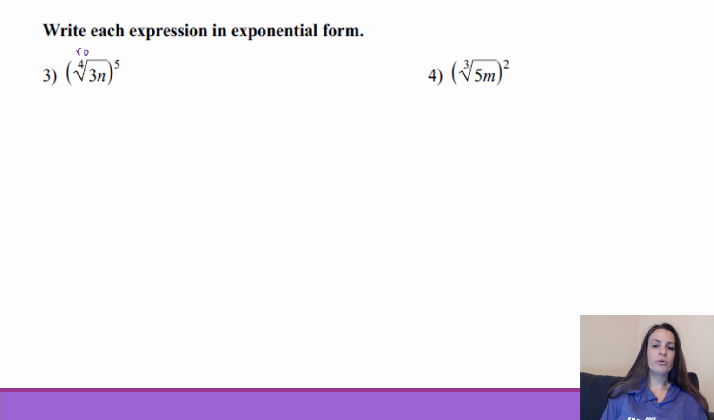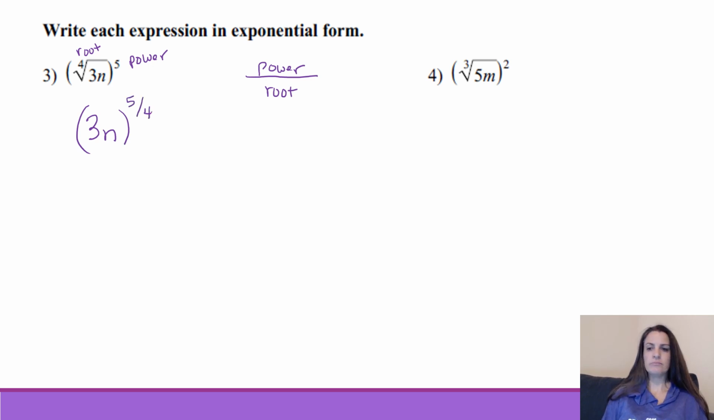So remember, our root is in the hook, our power is outside parentheses or inside, depending on how it's written. So as we write it, remember flower power, the flower grows above the ground, that's our power, and the root is always under the ground, so that'll be the denominator in our fraction. So we have the entire term, 3n, all of that is raised to the fifth power, and you take the fourth root. Done.